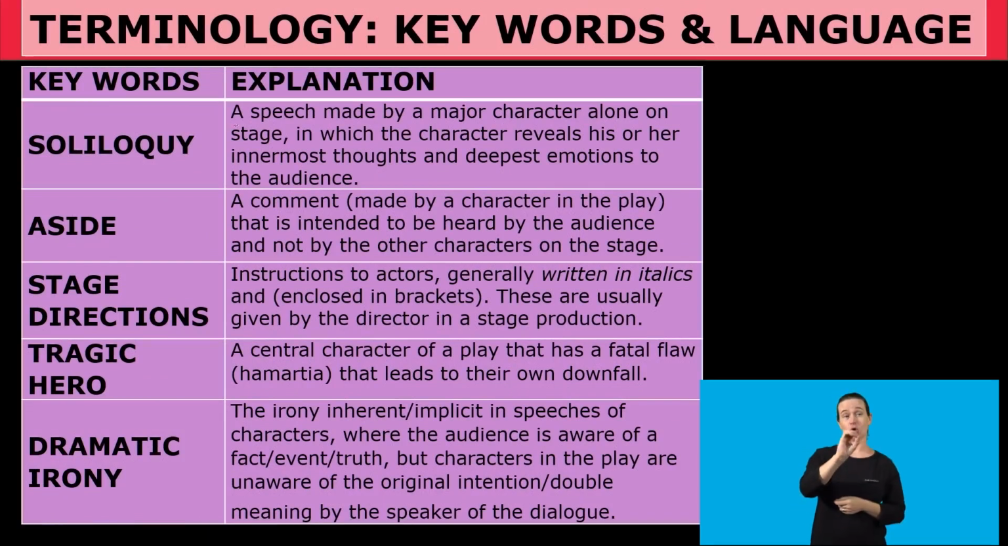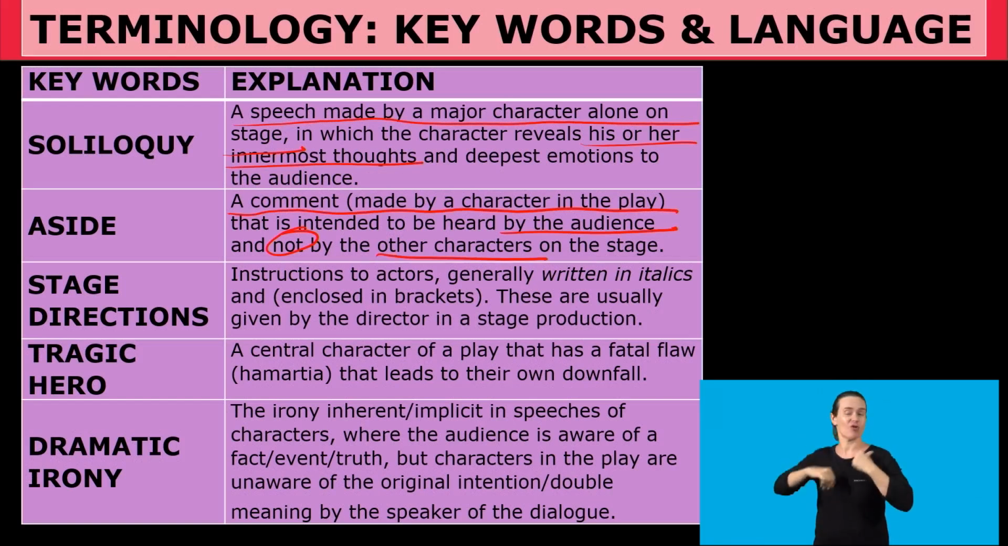Soliloquy is a speech made by a major character alone on stage, in which the character reveals his or her innermost thoughts and deepest emotions to the audience. Aside is a comment made by a character in the play that is intended to be heard by the audience and not by other characters. Stage directions are instructions to actors, generally written in italics and enclosed in brackets. These are usually given by the director in a stage production.